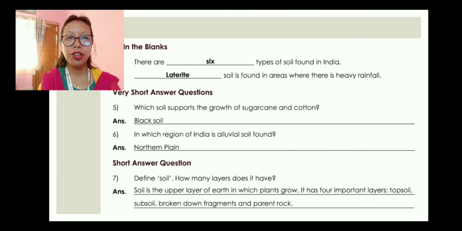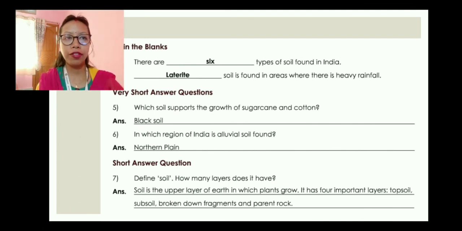Number 6, in which region of India is alluvial soil found? So we have already talked about alluvial soil. It is in the northern part or the northern plain of India. You can write the northern plain. Then question number 7, define soil. How many layers does it have? Soil is the upper layer of earth in which plants grow. It has 4 important layers: topsoil, subsoil, broken down fragments and parent rock.